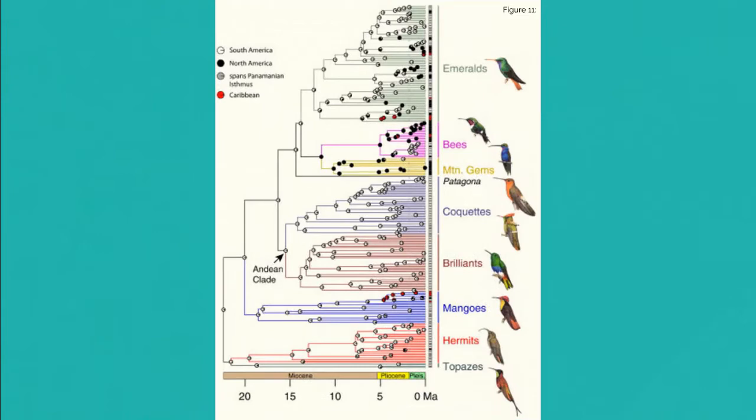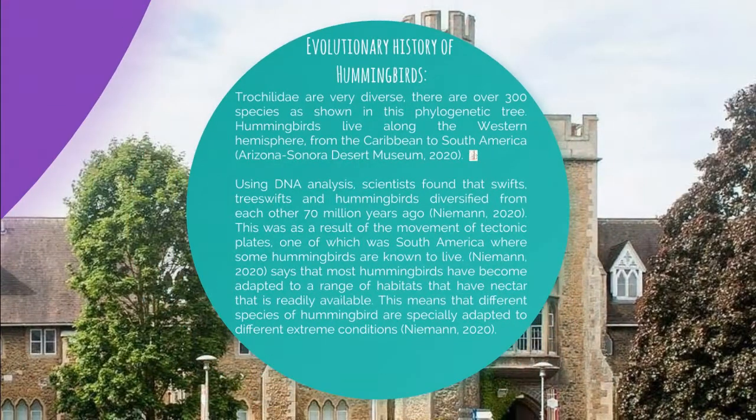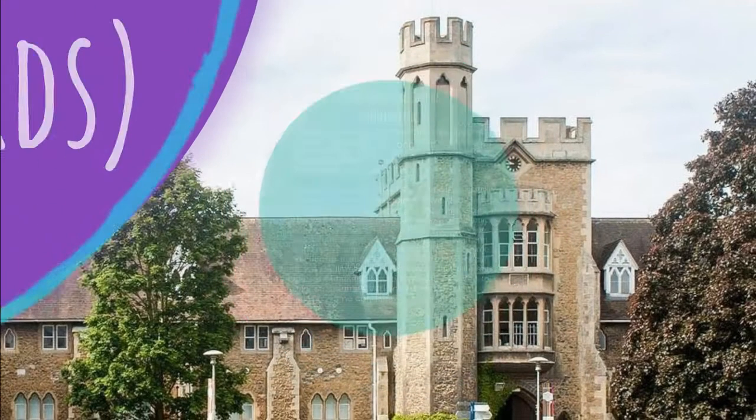This was as a result of the movement of tectonic plates, one of which was South America, where some hummingbirds are known to live. Neoman says that most hummingbirds have become adapted to a range of habitats that have nectar that is readily available. This means that different species of hummingbird are specially adapted to different extreme conditions.